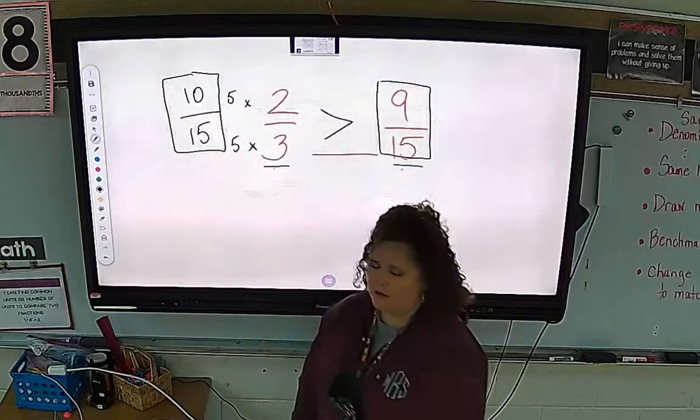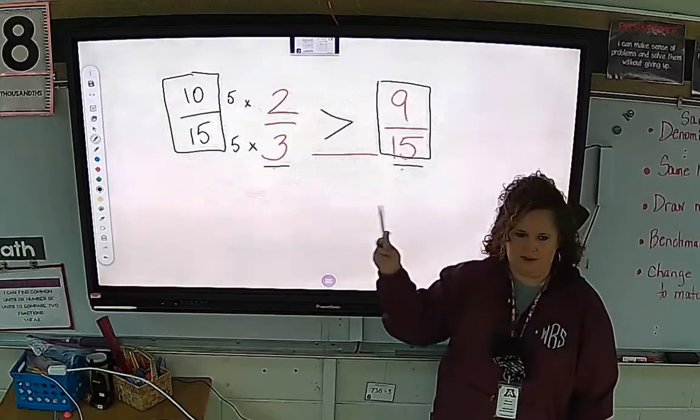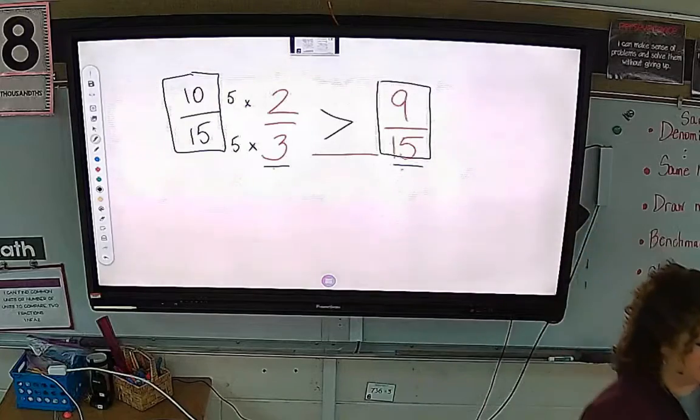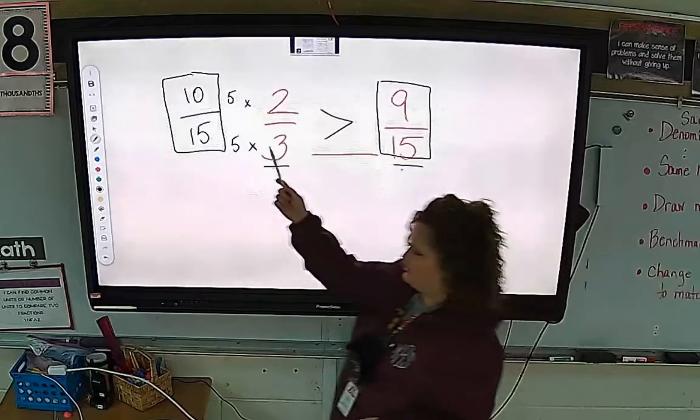So when they are not matching in any way, look to see if these are a fact family where you can change one of the denominators into the other denominator. And we create that equivalent fraction like that.